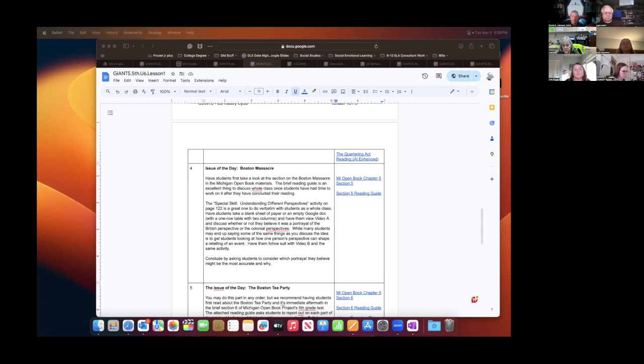And then we also have Liberty's Kids there as well. Again, a nice little break for students if the need arises. So this is a great way to close that portion of the lesson.